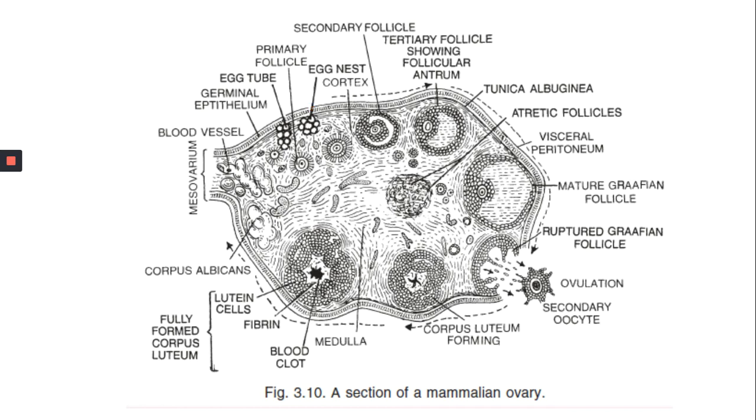Let us now look at the detailed structure of a section taken from a mammalian ovary. So as I told you, the ovaries are the primary sex organs in the human female, and they occur in pairs on either side of the uterus. They are found in the pelvic region of your body, in the pelvic cavity. As we shall see later, the ovaries are responsible for producing sex hormones and ova.